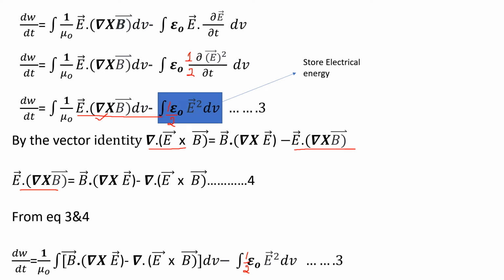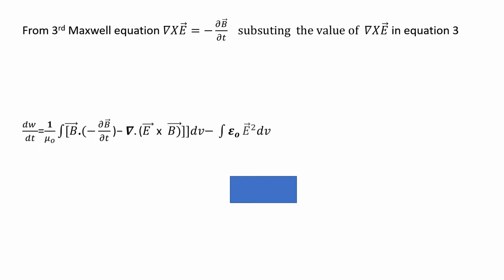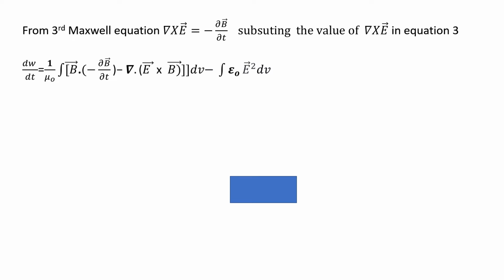Now I have seen one thing here, that del cross E, and I know the value of del cross E from Maxwell's third equation. And what is the value of del cross E? The third equation, you know very well, is minus del B by del t. So I'm going to substitute this value in our equation: in place of del cross E, I write minus del B by del t from Maxwell's third equation. So my equation becomes like that.